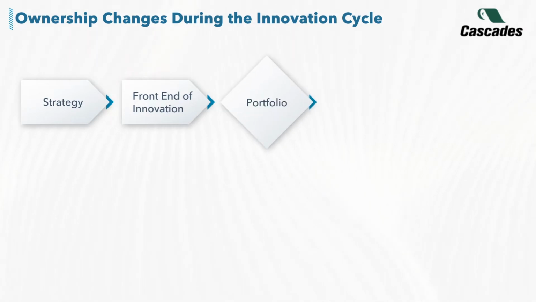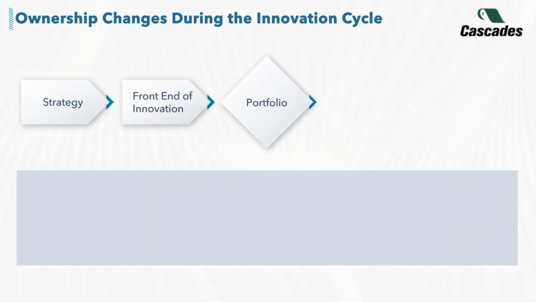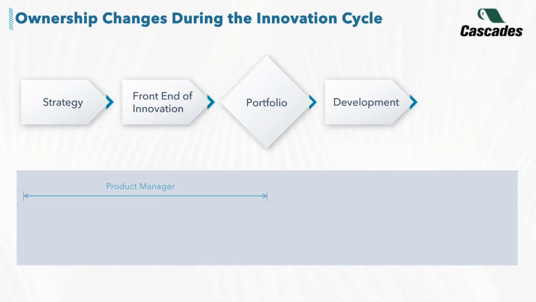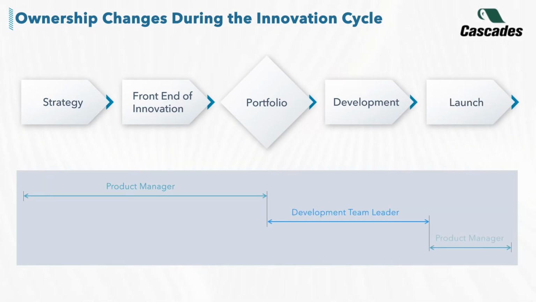This included revisiting the innovation strategy, performing the front end of innovation activities to prepare the concept proposal, and leading the portfolio review. Then, the leadership was transferred to the development team leader who managed the development phase. And finally, the product manager took back the lead for the launch.